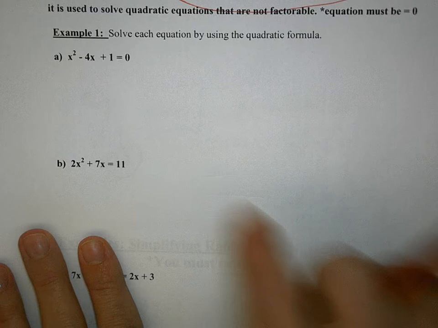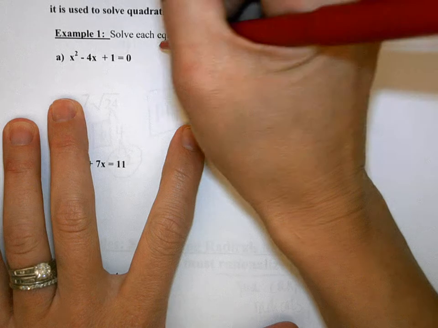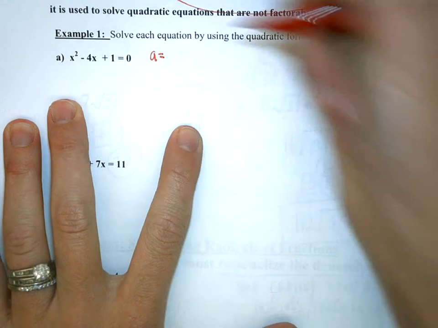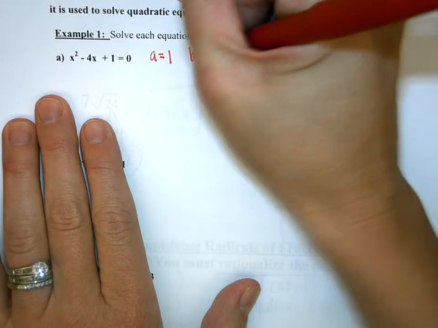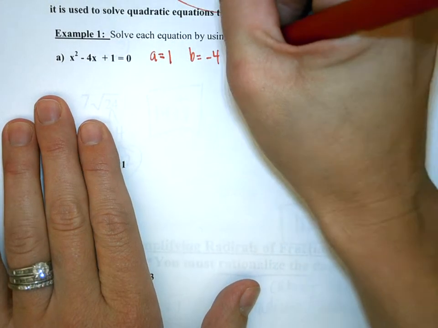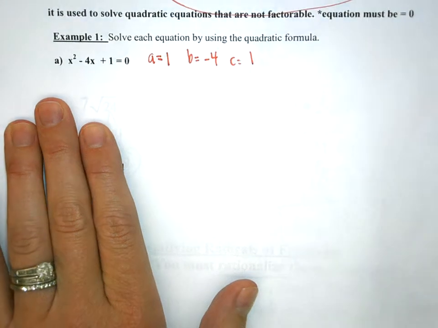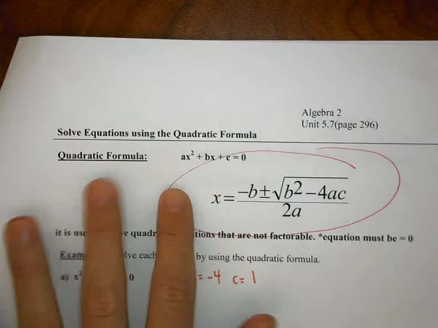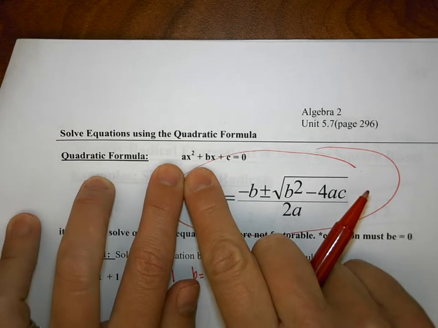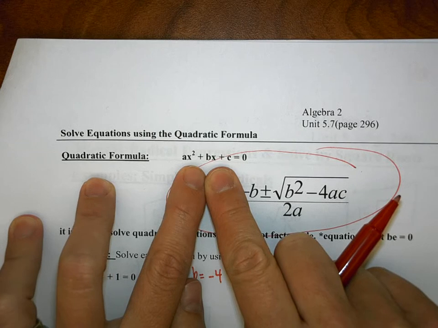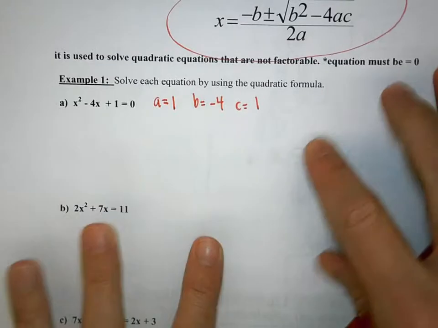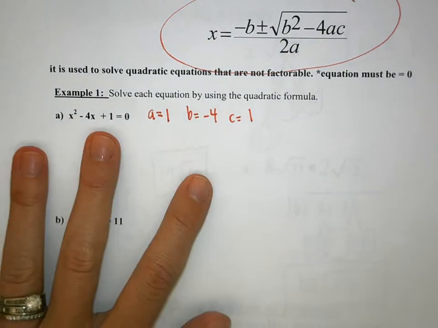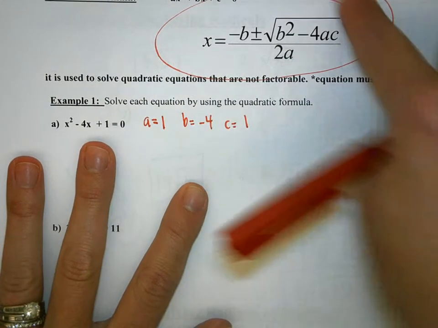Okay, so example 1. It is set equal to 0. And so this is where you're going to say A equals what? What's our A value? 1. B equals -4. And C equals 1. And we know what A, B, and C equal because in our equation, the A term is always with x squared, the B term is always with the plain x, and C is always the number that doesn't have an x. Okay, so now we're just taking all this information and plugging it into our quadratic formula.